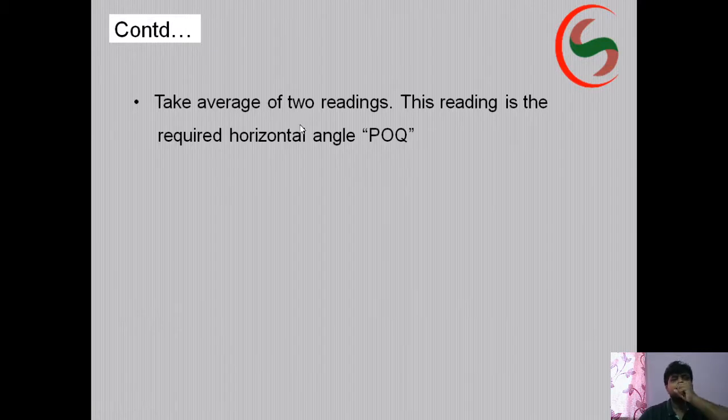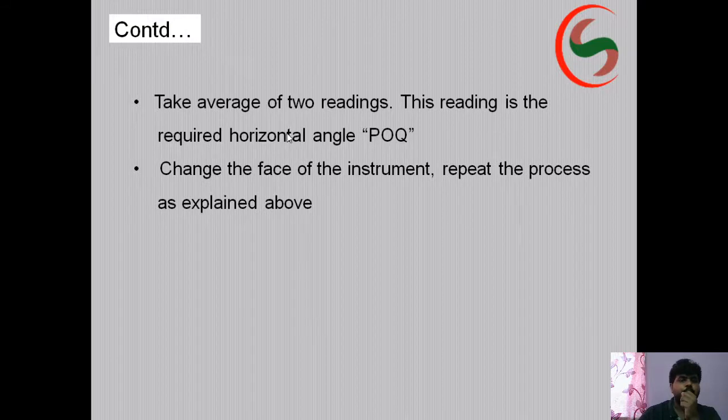So take the average of 2 readings. This reading is the required horizontal angle POQ. Now they have said 2 readings, but you can go for 3. Change the face of the instrument and repeat the process I explained before.